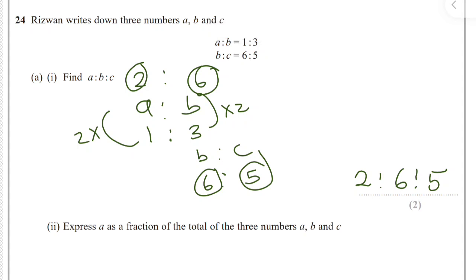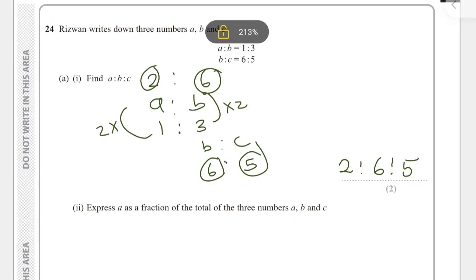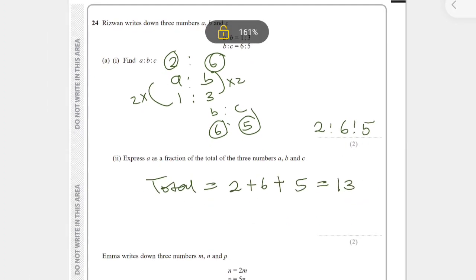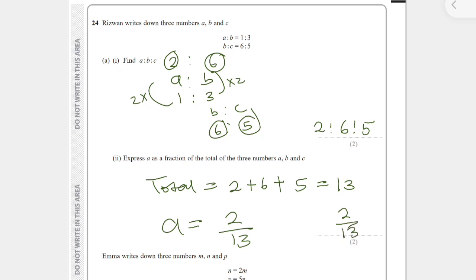Express A as a fraction of the total of the three numbers A, B, and C. So A in this case is 2. Right? So the total is going to be 2 plus 6 plus 5, which in this case is going to be 8 plus 5, that is 13. So that will make A equal to 2 over 13. Make sense? So this is 2 over 13.